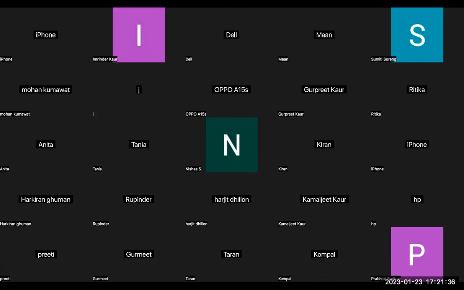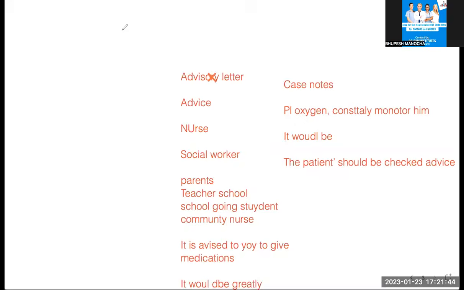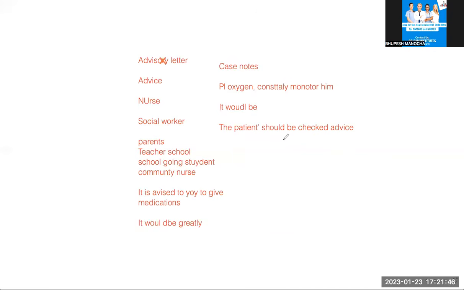Advisory letter, discharge letter, referral letter, what is this? You should simply teach what I am trying to teach you: please understand it is not about advisory or something. It's a simple letter I am writing to the next person. Then if you want to know about referrals, now you say visit letter.